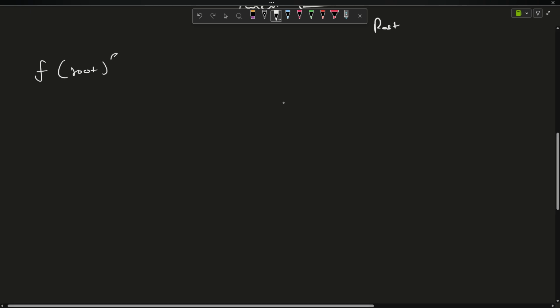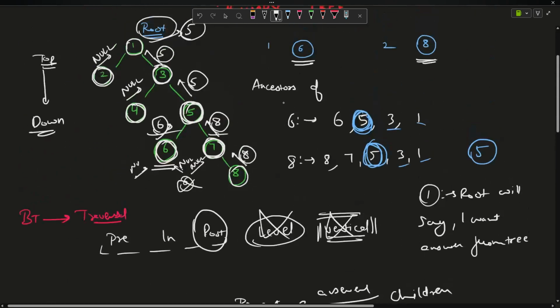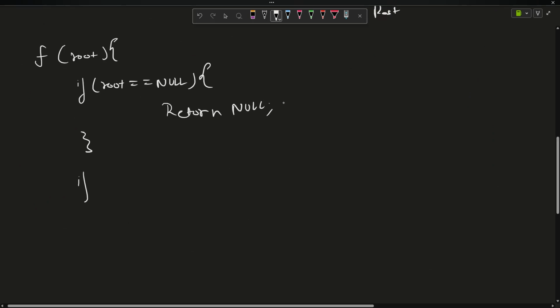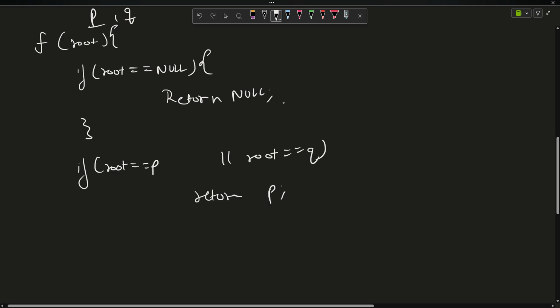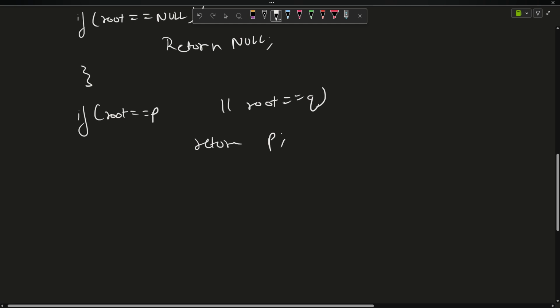I have the root. The base case is simple: if my root is equal to null, return null, because I don't have anything to explore, right? The second condition is what happened with 6. 6 said I will return myself. So if root equals p, where p and q are the two nodes we have to find the lowest common ancestor of, if root equals p or root equals q, in any case return the root. I have found one value. I cannot return two values, so I found one value, and I am returning one value.